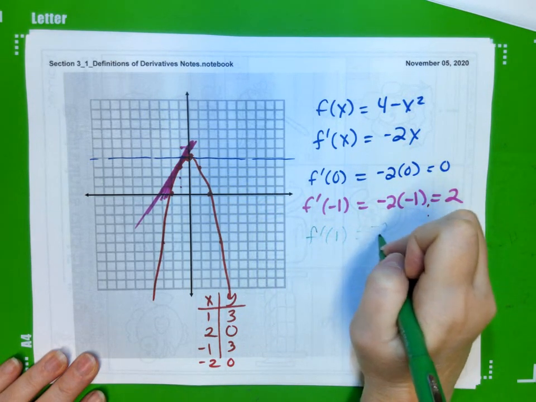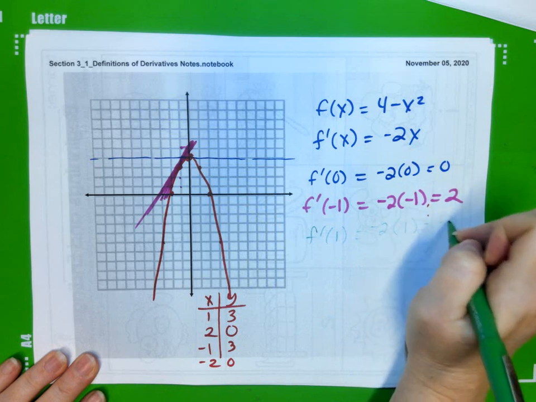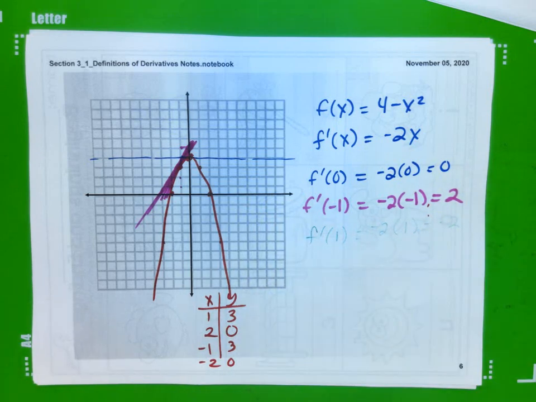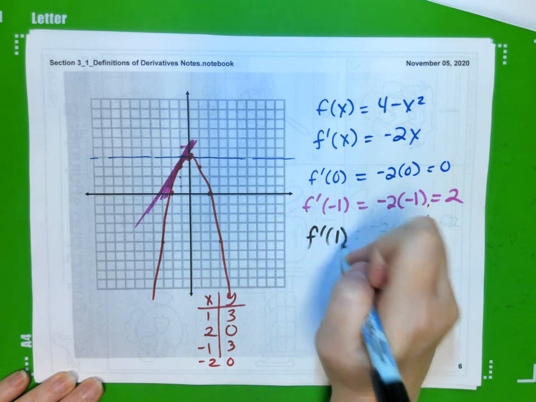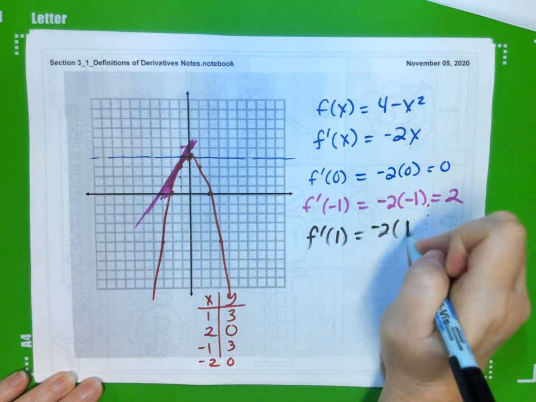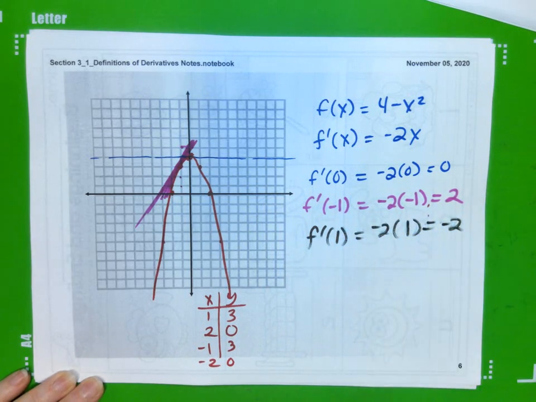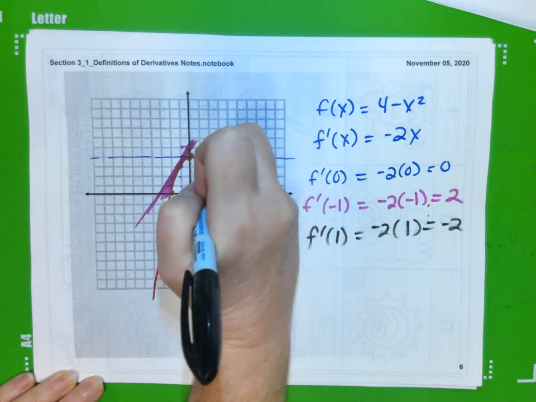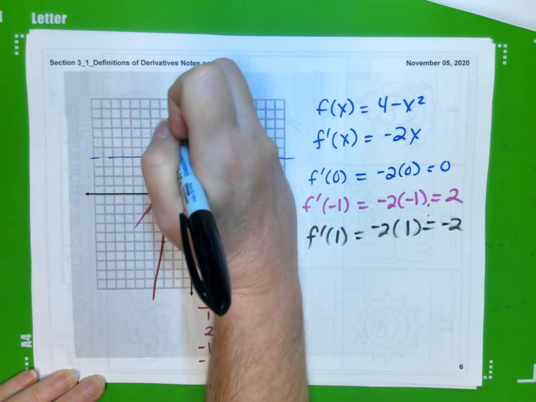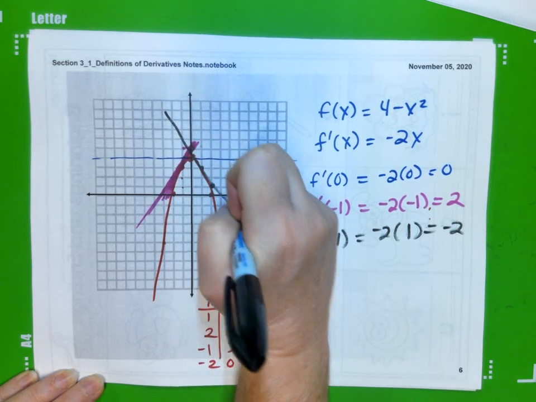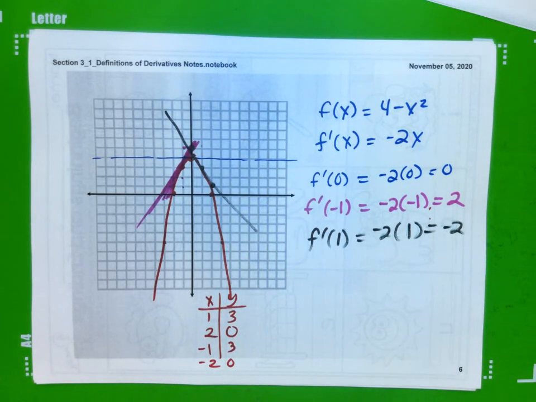Well, that would be -2 times +1, or -2, and that pen is done, and I'm throwing it away. Okay, so that one would be here, so down to the right 1 and up to the right 1 would put this one like this. That kind of fits.